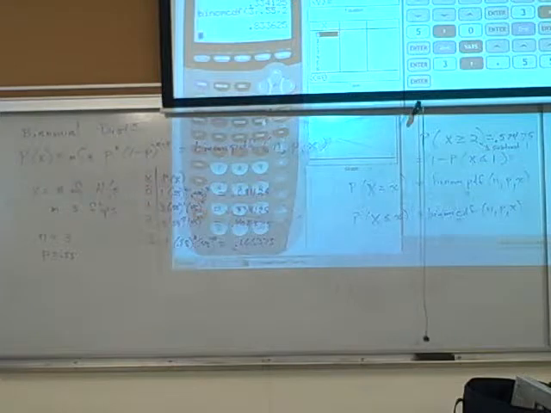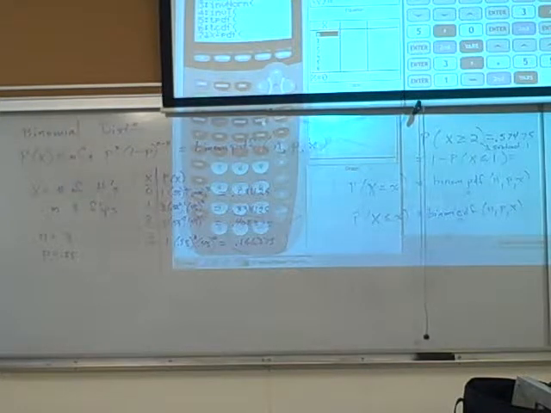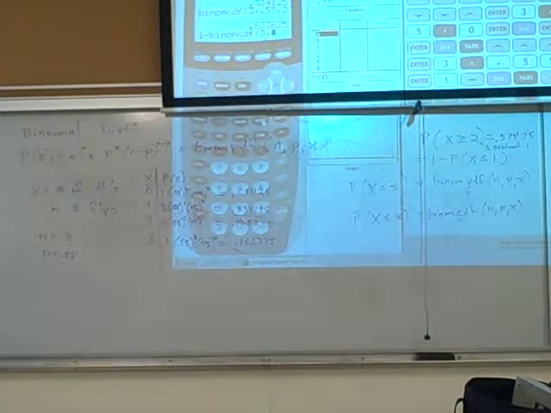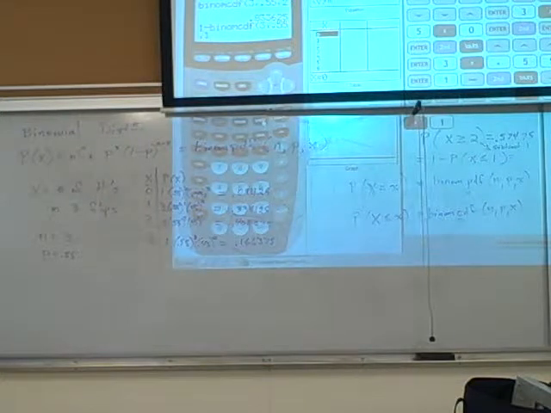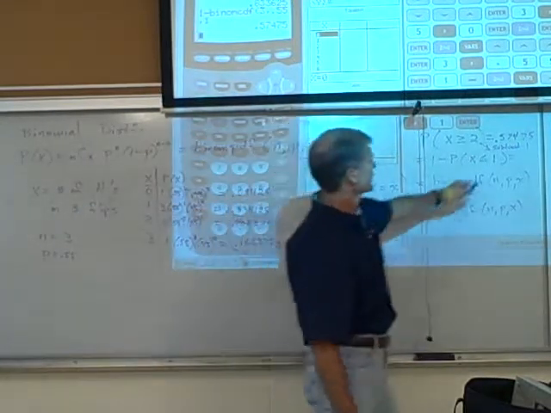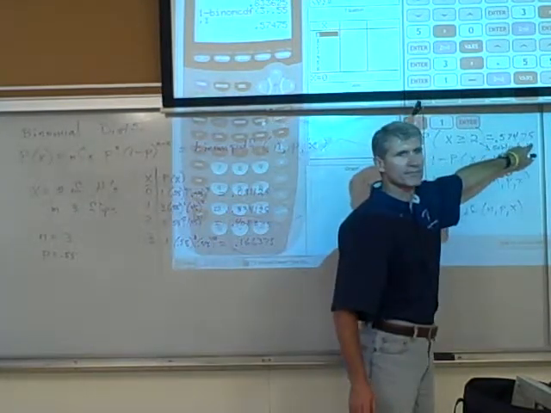So what I can do in my calculator is I can put in my 1 and my minus. Then I can go second function vars and go down to binom CDF and enter n, which is 3, 0.55 for p, and 1. And I get 0.5747.